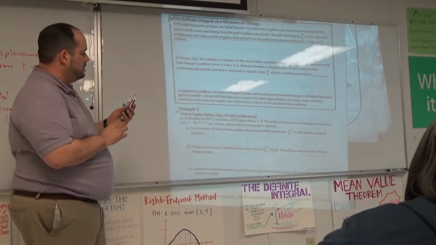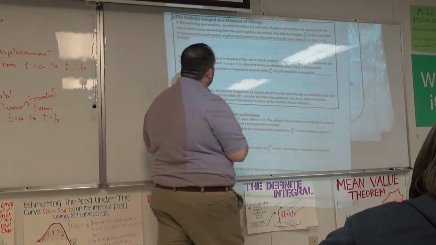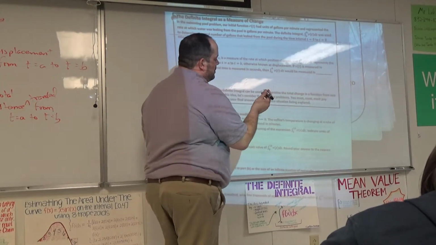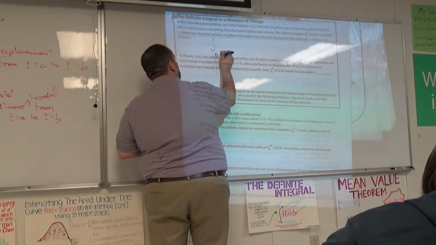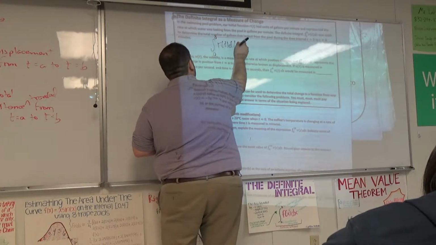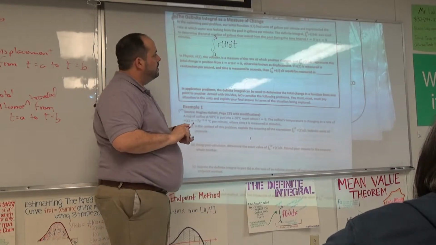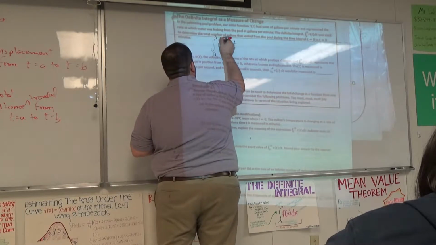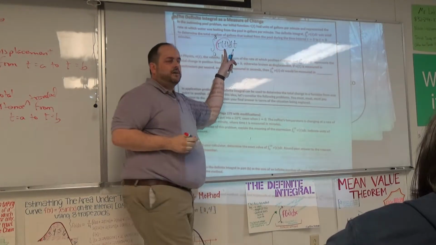minute and represented the rate at which water was leaking through the pool in gallons per minute. The definite integral from t equals 0 to t equals 8 of R of t dt was used to determine the total number of gallons that leaked from the pool during the time interval t equals 0 to t equals 8 minutes. Okay, so stop right there. I want to decorate this a little bit.